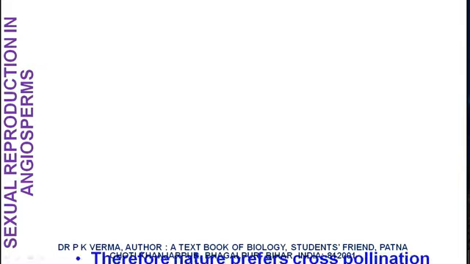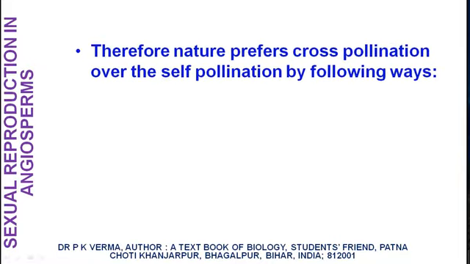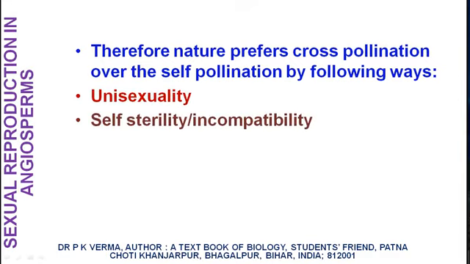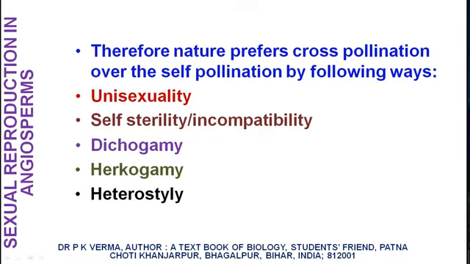Therefore, nature has preferred to favor cross-pollination and disfavor self-pollination. How is it possible? There are processes like unisexuality, self-sterility, dichogamy, hercogamy, and heterostyly. Now let us see all these 5 cases by taking 1 or 2 examples.